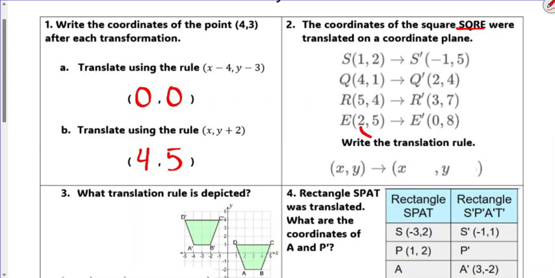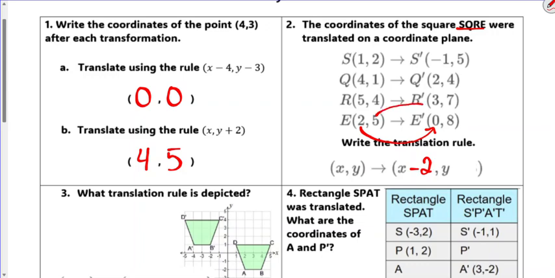But looking at this coordinate, going to that coordinate, going from 2 to 0, I want to think about what I added or subtracted there. Well, it went from 2 to 0, so I just subtracted 2. That's my rule for the x's, x minus 2. I took the x value, and I subtracted 2.